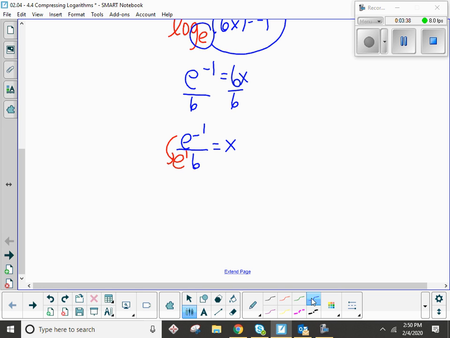So the final form for our answer really should be 1 over 6e, where e has a positive 1. And the reason why it's 1 on top is because I flipped that base e. Instead of e over 1, it's now 1 over e. Questions about that problem at all? Okay. Let me get you your notes for today.